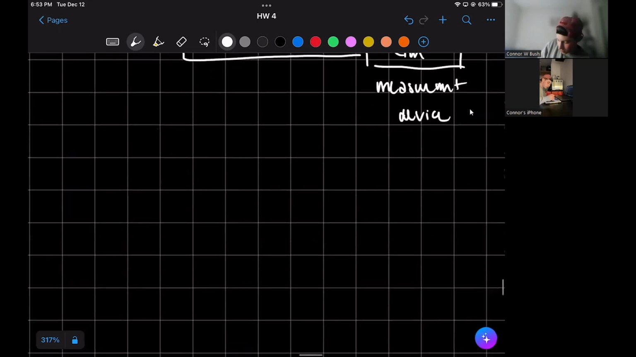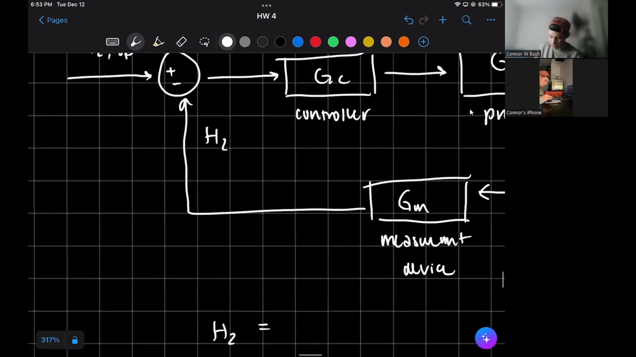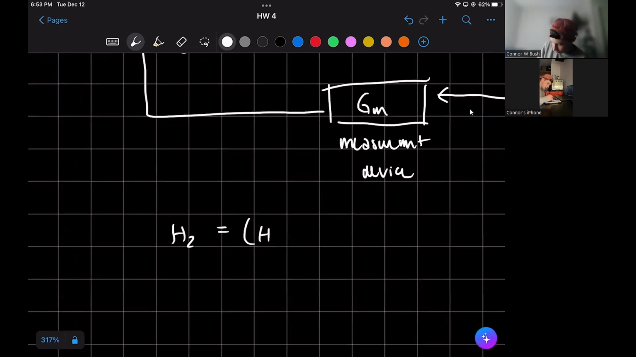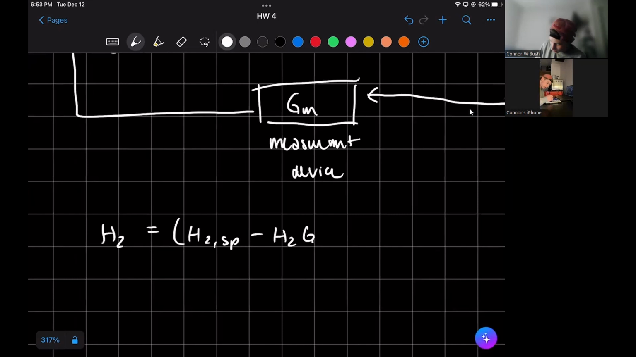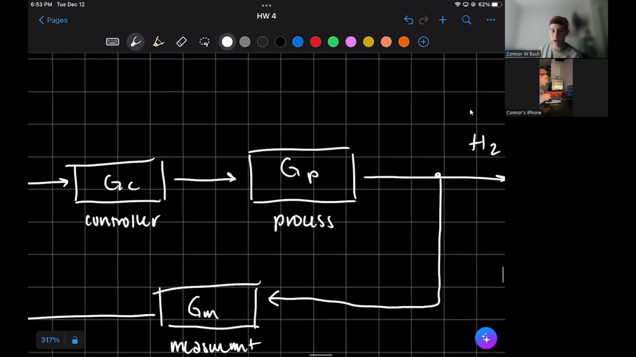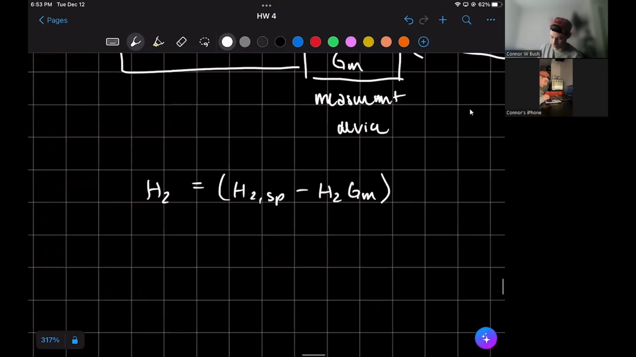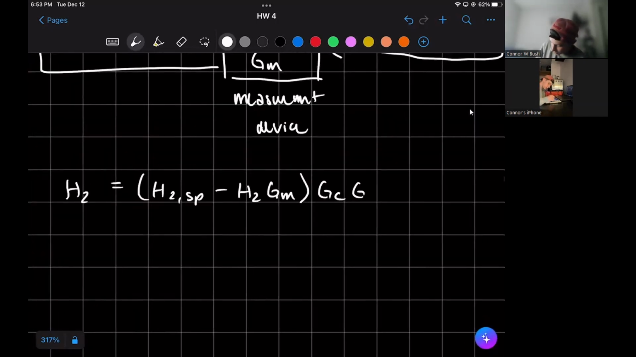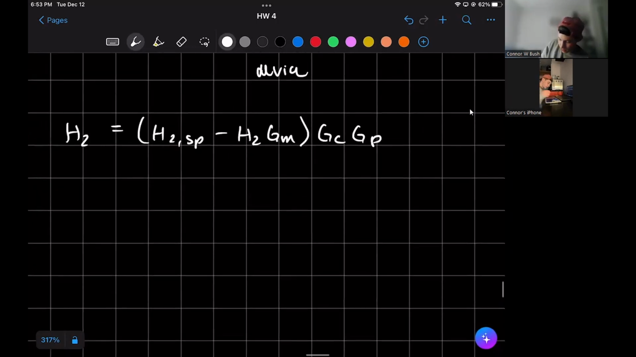So if we want to get an equation for H2, this is going to be the difference between the set point and what we measured multiplied by GM, that measurement device. And then if we go across, we are multiplying by the transfer function of the controller and the transfer function of that process to finally get H2. So we're just multiplying by GC and GP. If we split this out a little bit, we are left with an expression that looks like this.